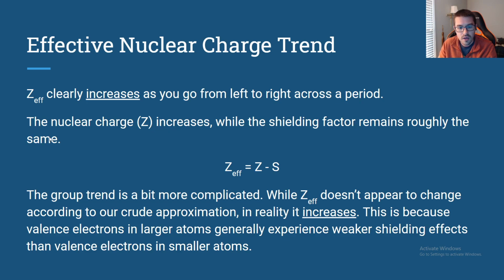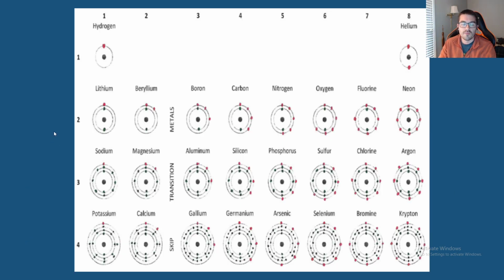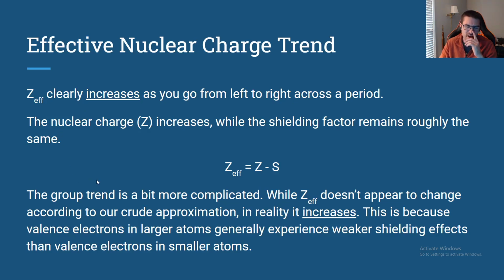Okay. Now the group trend is a bit more complicated. I'm not going to try to walk us through the nitty-gritty details of the group trend. I don't think it's that important in comparison to the period trend here. All I'll say is that the effective nuclear charge does increase as you go down a column. If you use this little approximation equation here, it looks like the effective charge doesn't change at all, but in reality it does actually increase.